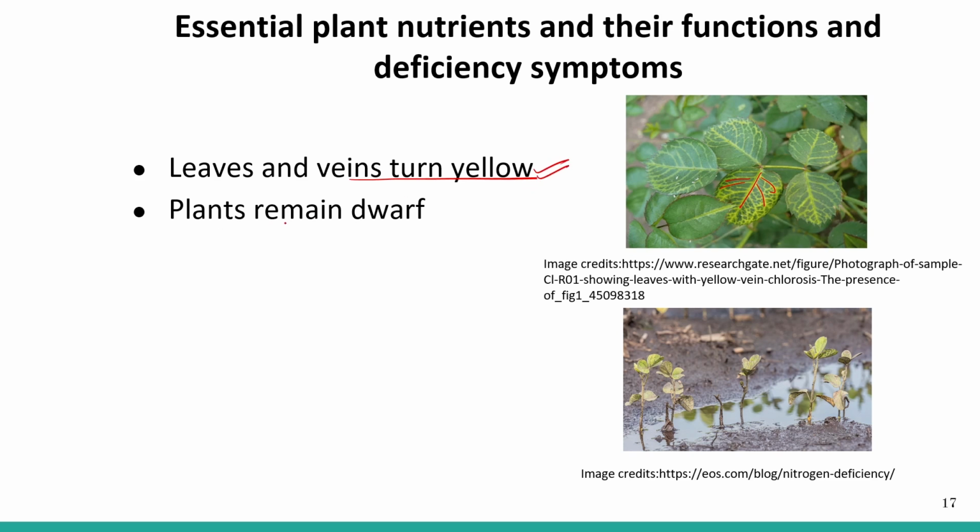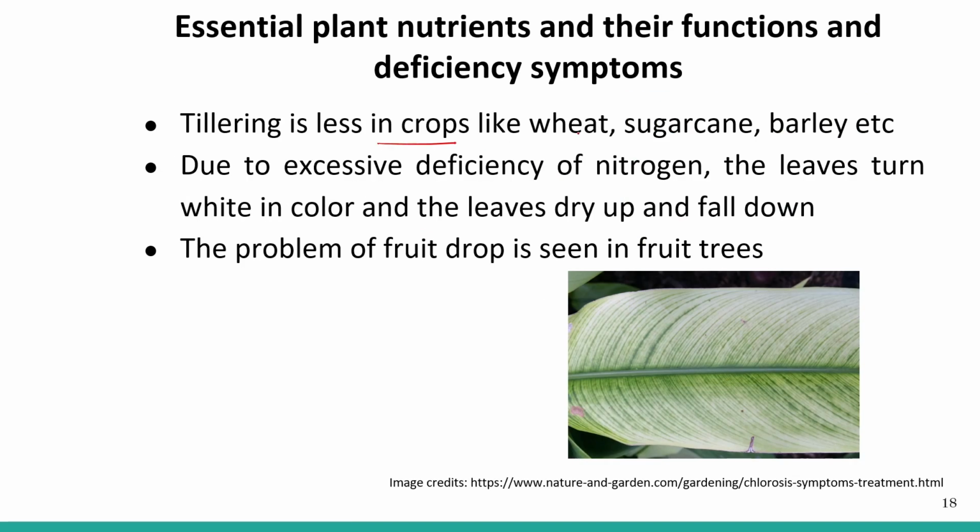In some plants, the plants become dwarf. So here you can see the dwarf plants due to the deficiency of nitrogen. Tillering is less in crops like wheat, sugarcane, barley, etc. So the tillering process is affected in crops like wheat, sugarcane, barley. Due to the excessive deficiency of nitrogen, the leaves turn white in color and the leaves dry and fall down. So here you can see the leaves turning white, yellow to white in color, right? And ultimately the leaves dry and fall down.